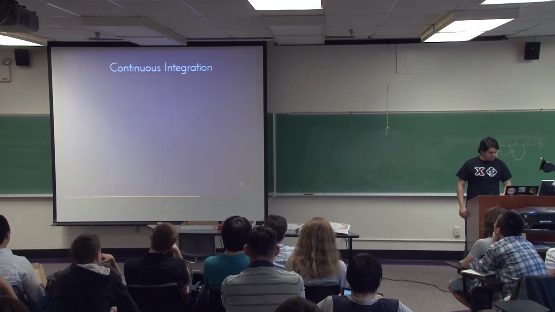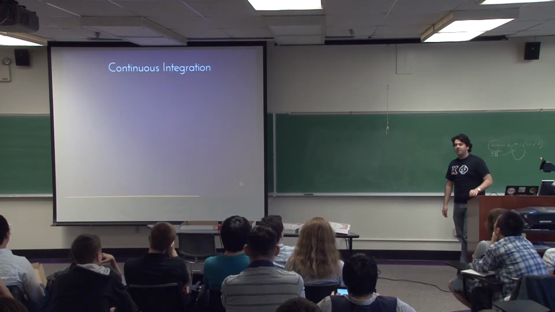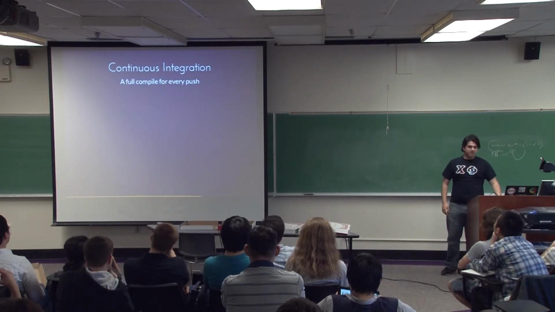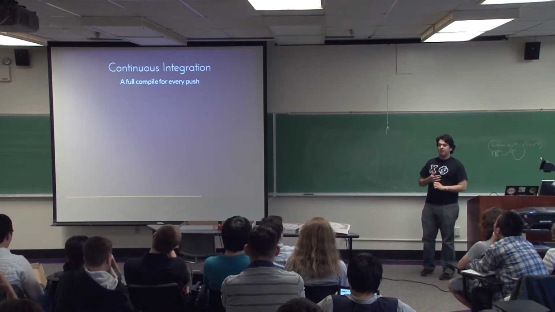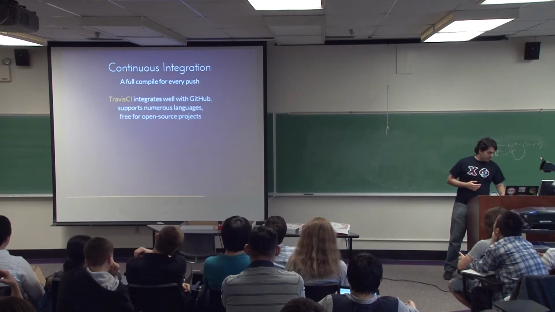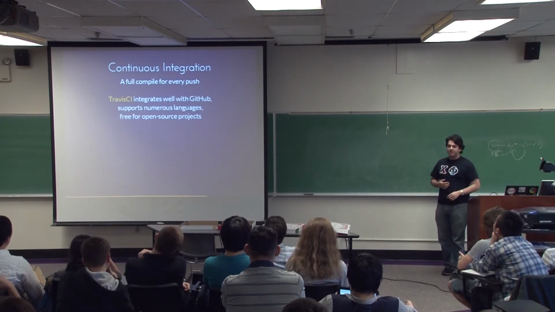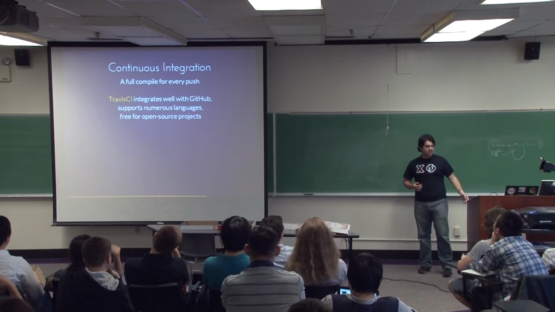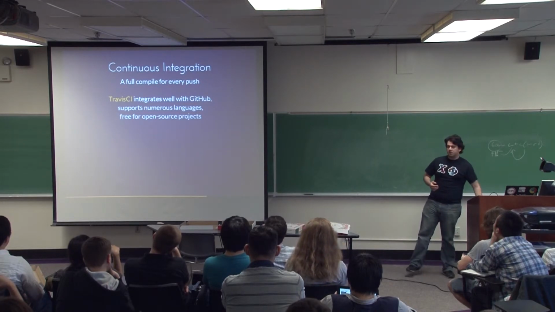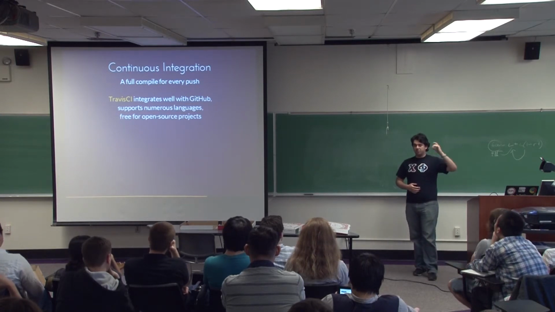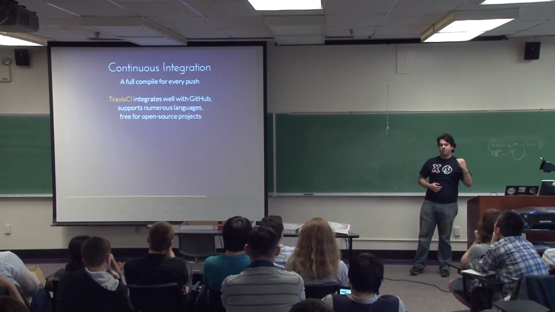So the other important thing when you're releasing a project is to use continuous integration. Continuous integration is an automatic compile that happens every time you push your code to GitHub. Travis CI is a continuous integration service that is very well integrated with GitHub, and I set this up last night for my project. You just give it a YAML file, and it will compile the project every single time that you push to GitHub.